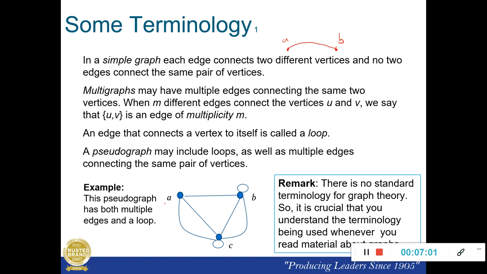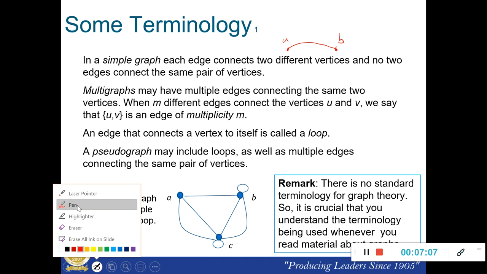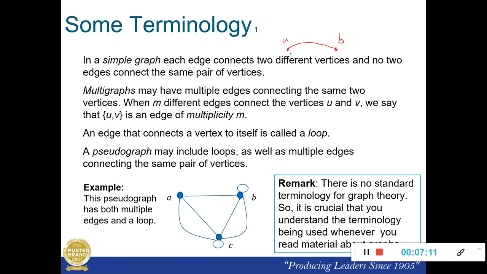Let's say you have another edge connecting A and B. Okay, this is not a simple graph. In a simple graph, you only have one edge. A and B, one edge. If you have two edges, that means this is not a simple graph anymore.